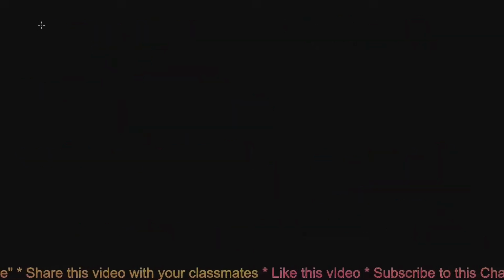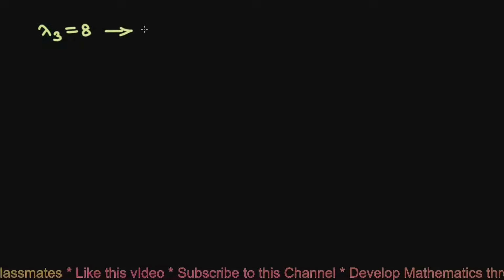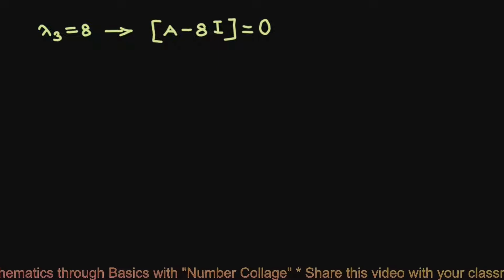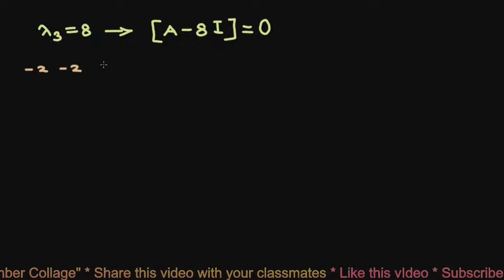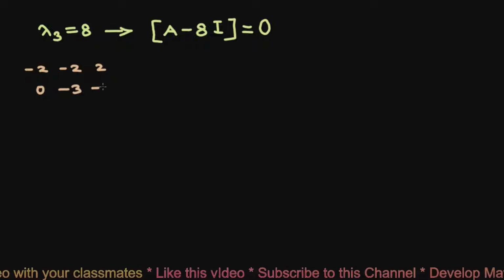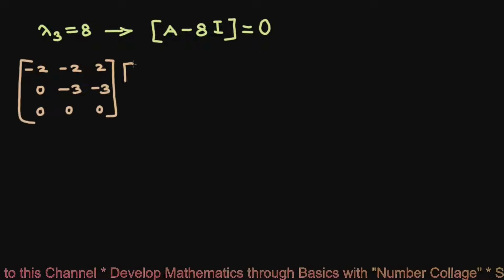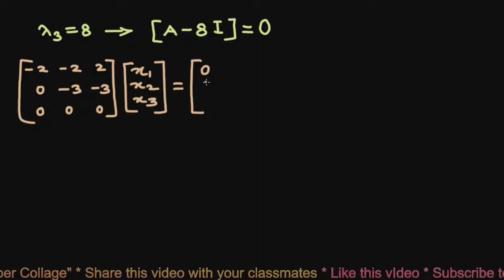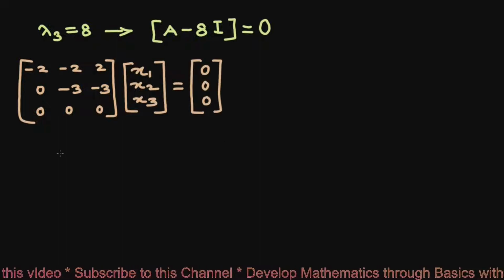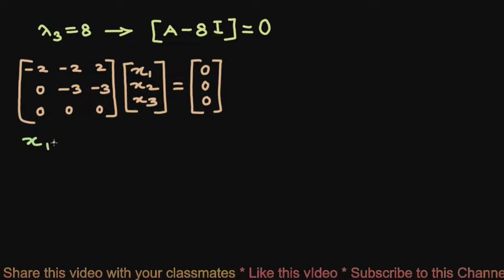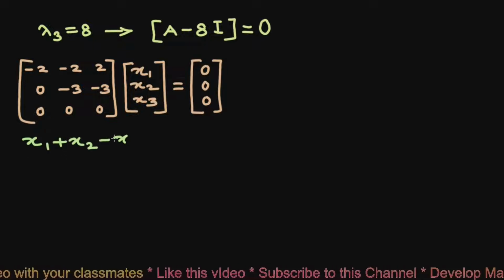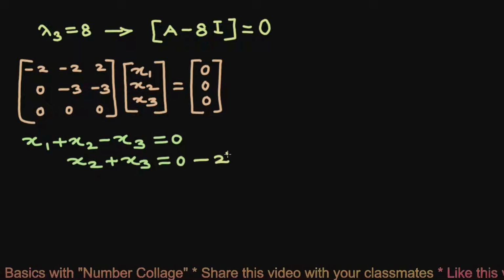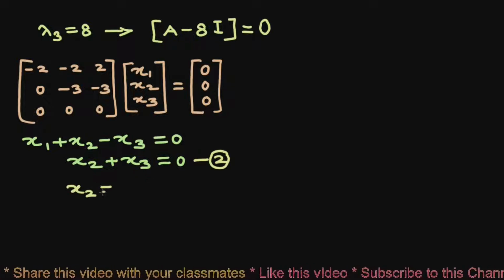Next, we will find the eigenvector for the third eigenvalue λ = 8. For the third eigenvalue λ3 = 8, we write (A - 8I)X = O. This after simplification gives us [-2 -2 2; 0 -3 -3; 0 0 0] multiplied by [x1, x2, x3] equals the matrix [0, 0, 0]. By matrix multiplication we get two linear equations: x1 + x2 - x3 = 0 and x2 + x3 = 0.